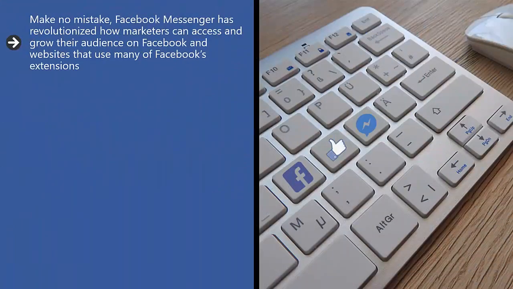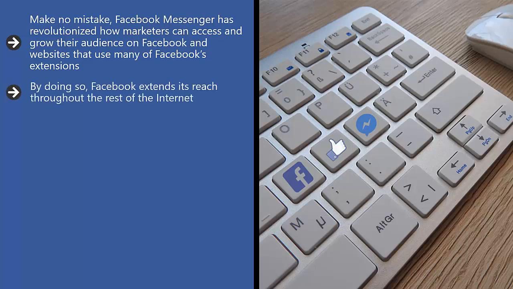Make no mistake, Facebook Messenger has revolutionized how marketers can access and grow their audience on Facebook and websites that use many of Facebook's extensions. Please understand that Facebook is not just one platform. It is actually a set of related properties. It also shares key parts of its functionality with third-party websites. By doing so, Facebook extends its reach throughout the rest of the internet.